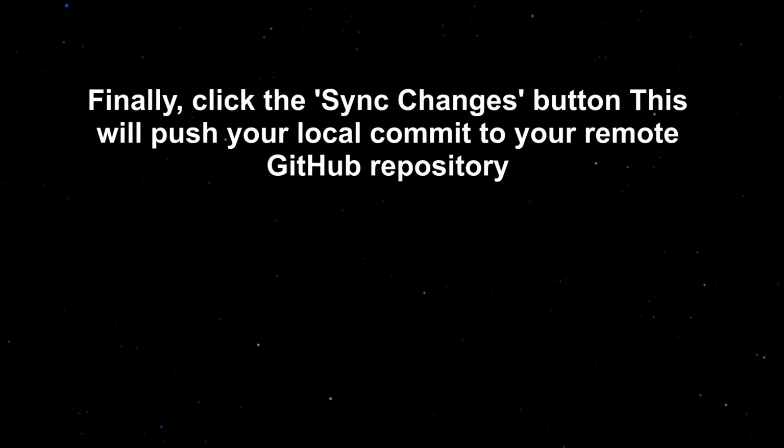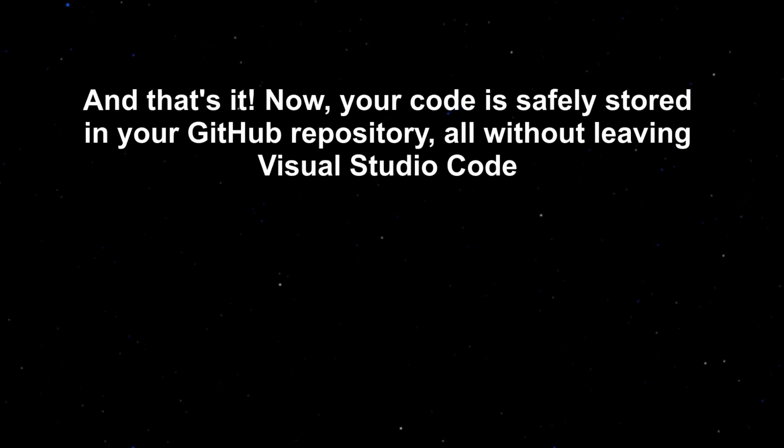Finally, click the Sync Changes button. This will push your local commit to your remote GitHub repository. And that's it. Now, your code is safely stored in your GitHub repository, all without leaving Visual Studio Code.